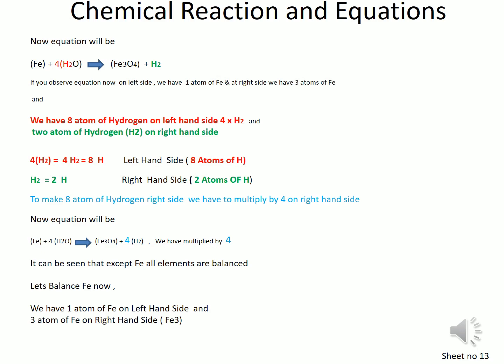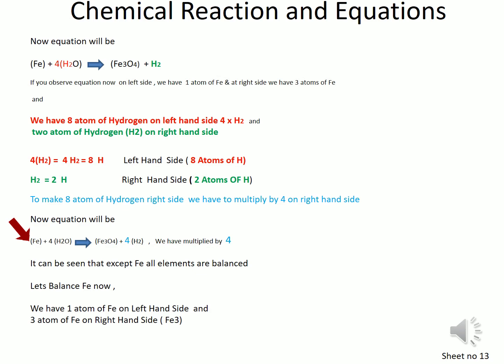So what we are doing, multiplying the right hand side by 4 so that the H2 on the right hand side becomes 8 and matches the H2 of the left hand side. Have you understood? We have to just make the atoms equal. Left hand side atoms have to be equal to right side atoms. So whatever arithmetic is required, we have to do.